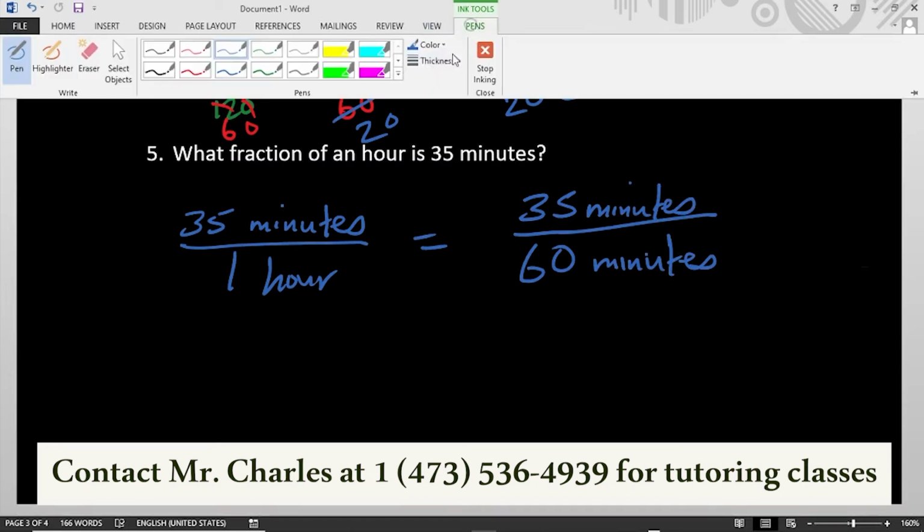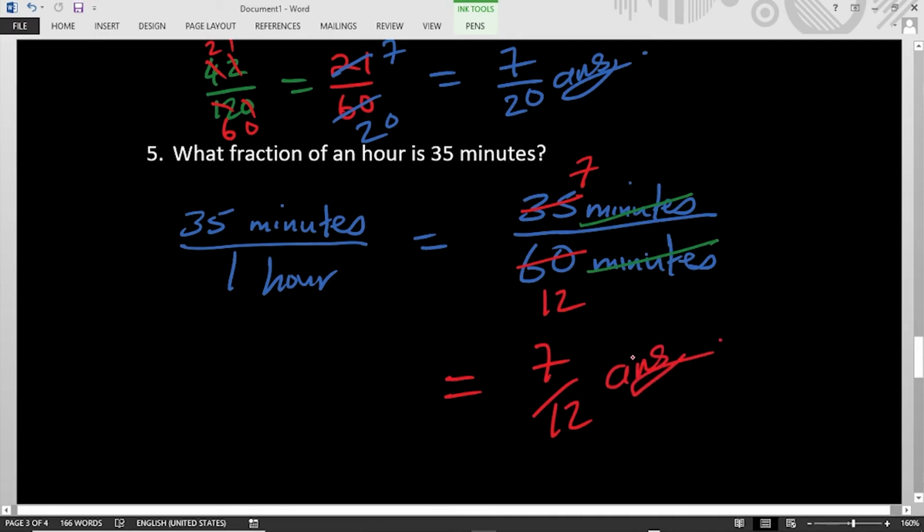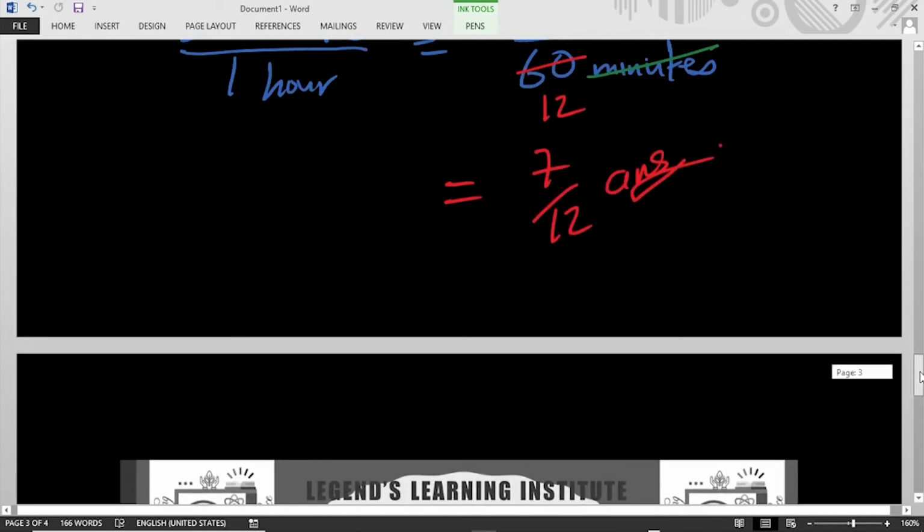And then minutes would cancel off minutes. And then, well, 5 could go into 35 and 5 could go into 60. So 5 into 35 is 7, and 5 into 60 is 12. So as our answer, we get 7 over 12. That cannot be simplified any further. So our answer is 7 over 12. That means that 35 minutes is 7/12 of an hour.